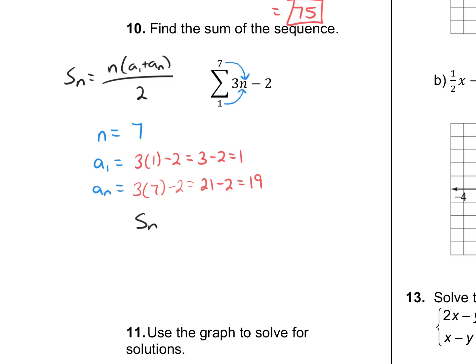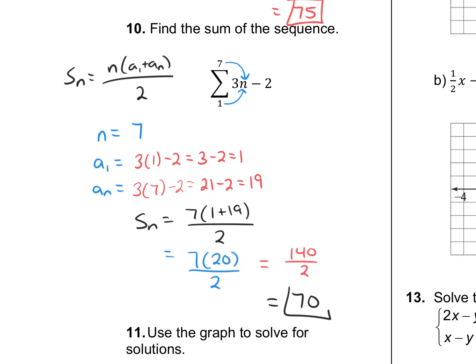Do we have everything? Yes, so we plug it into our formula. We have 7 times 1 plus 19 divided by 2. What happens first? Yep, so we get 7 times 20 divided by 2. What's 7 times 20? 140 divided by 2 is 70.